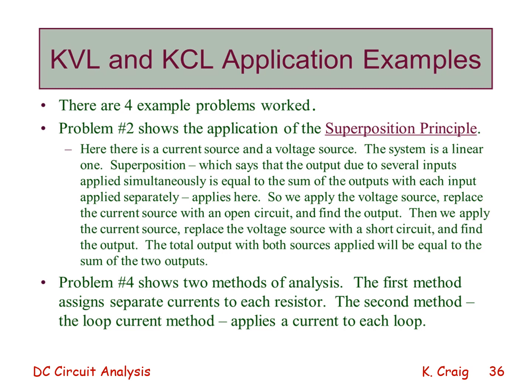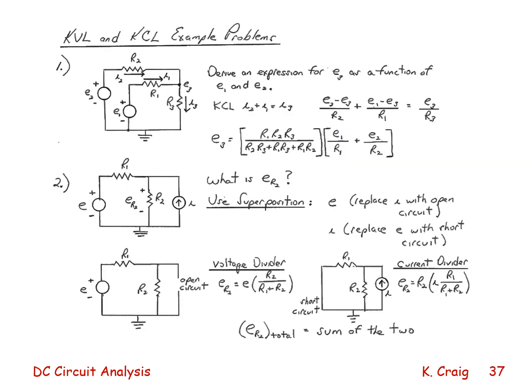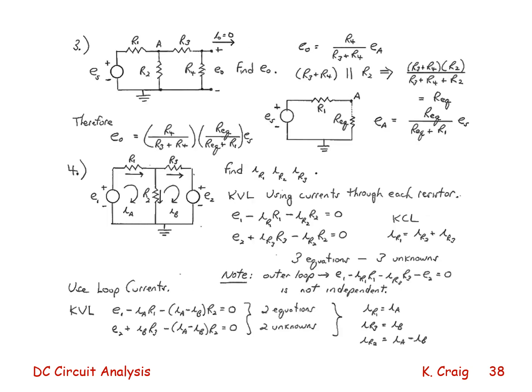In problem number 4, I show two methods of analysis. The first method assigns separate currents to each resistor. The second method, the loop current method, applies a current to each loop. I'll allow you time to go through these KVL and KCL example problems. Here are problems 1 and 2. And here are problems 3 and 4.